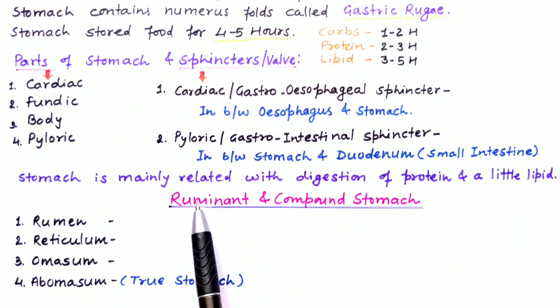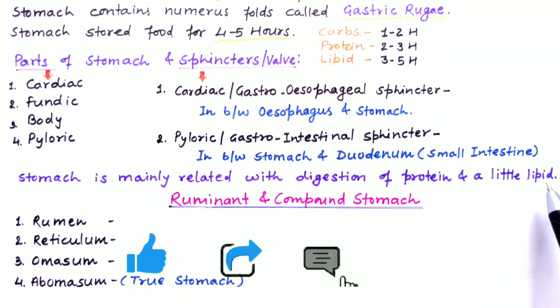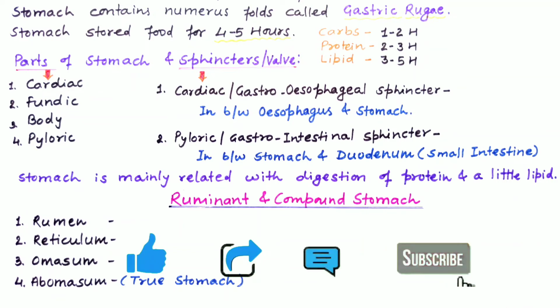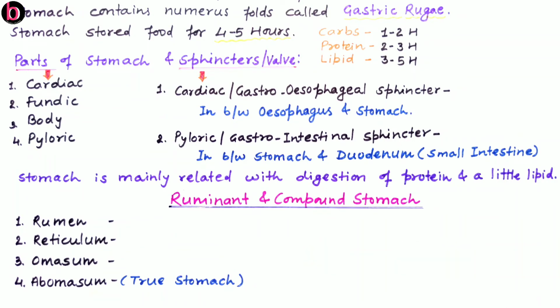The stomach is mainly related to the digestion of protein, and there is also very little digestion of lipid by the help of gastric lipase. Now there is also one more type of stomach, known as the ruminant stomach or compound stomach. Because of its complexity it is known as a compound stomach, or because of the specific chambers present here, on that basis it is known as a ruminant stomach.